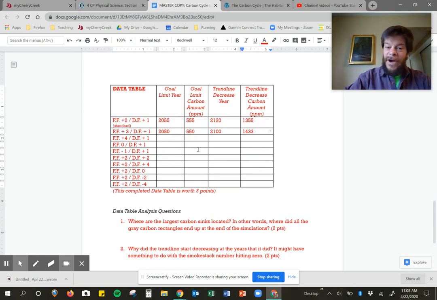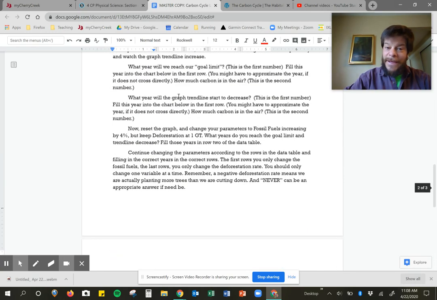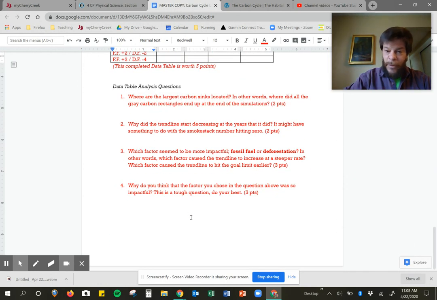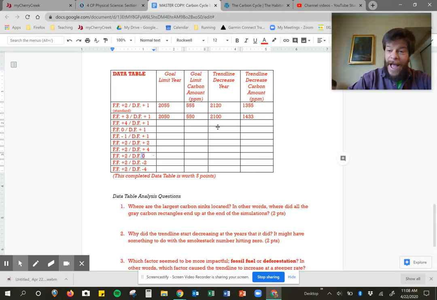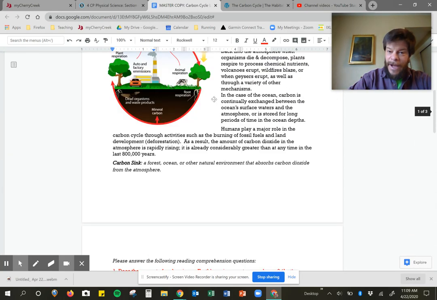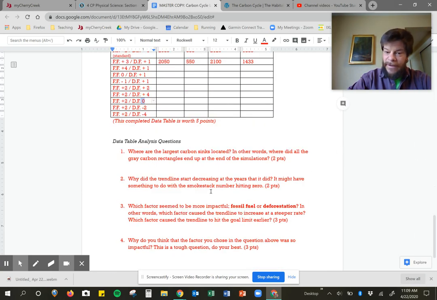So once you've got all of these columns and rows filled out, changing your variables, paying close attention and only changing one variable at a time, based off of this data and based off of your background reading, you can answer these 4 analysis questions. I'm looking for 2 things in these data analysis questions. I am looking for actual data that you found, so I'm looking for some numbers, and I am looking for knowledge that you read about up here. So you're combining what you're reading and what you calculated to give me full, complete answers.